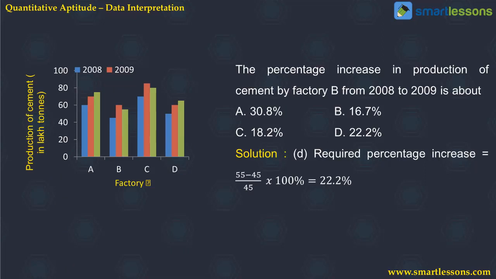All right. So in 2008, the production of cement by factory B was 45 lakh tons. In 2009, the production was 55 lakh tons by factory B in the same year. So what is the increase? The increase is 55 minus 45, that is 10 lakh ton. So what is the percentage increase? 10 by 45 into 100. And if you calculate, you will get 22.2% exactly. So that means option 4, option D is the correct option.